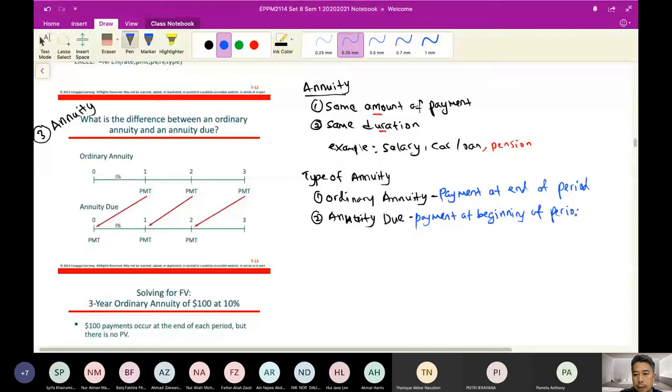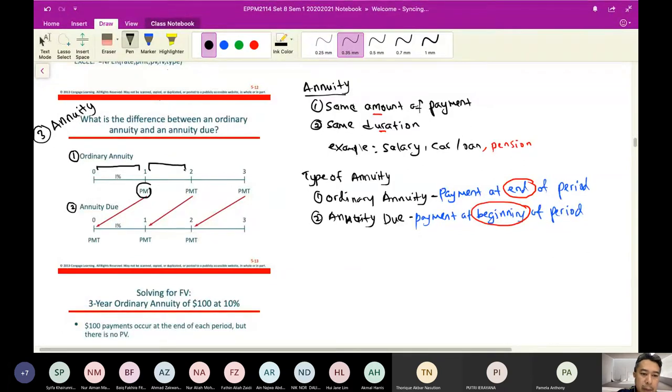Okay, keywords are end and begin. This is the keyword. If you can see here, this is ordinary annuity, this is annuity due. Ordinary means the payment for this period happens over here. For this period, the payment is here. However, for the annuity due, for a 1 year period, the payment needs to be at the beginning of the period. Let's say for 1 year, if the frequency is yearly, the payment is due in January. For this one, the payment is in December. This one, the payment is in January.